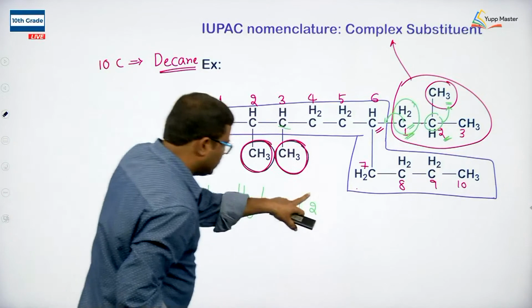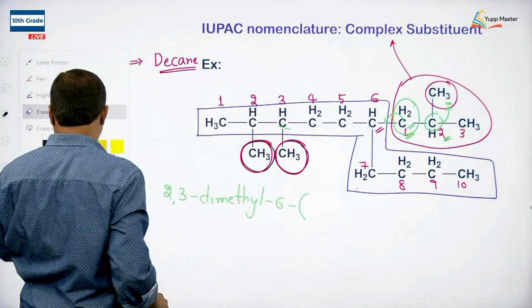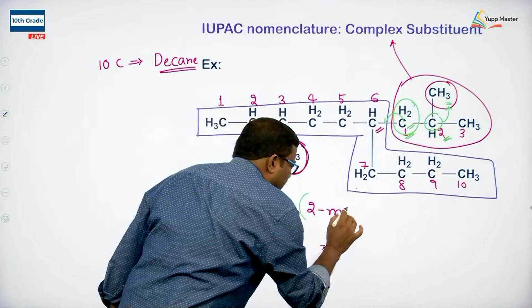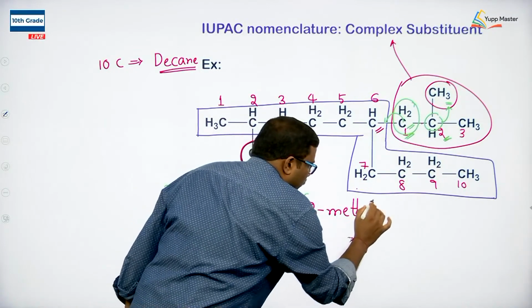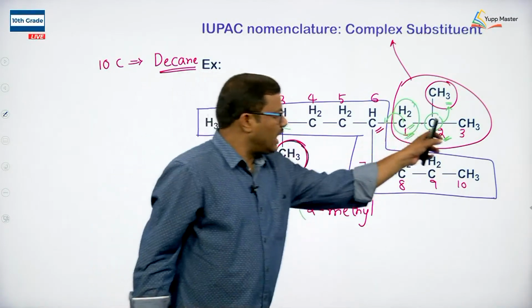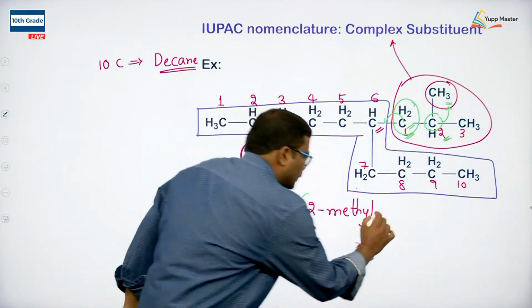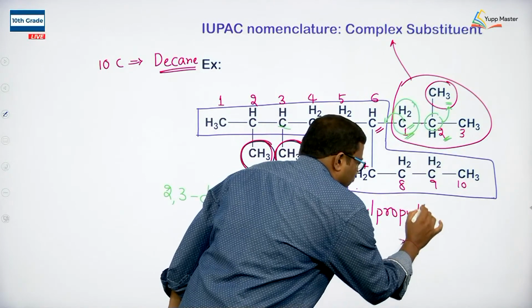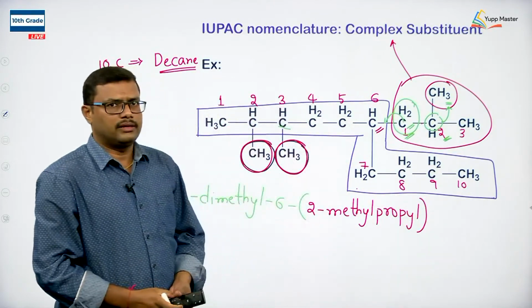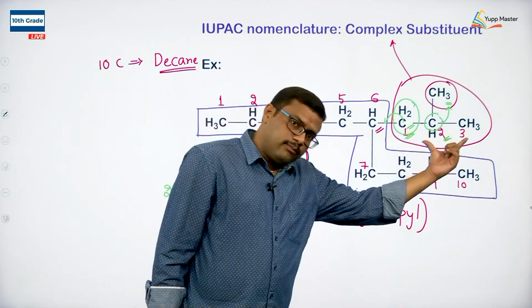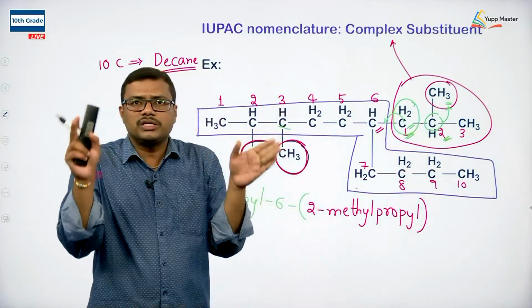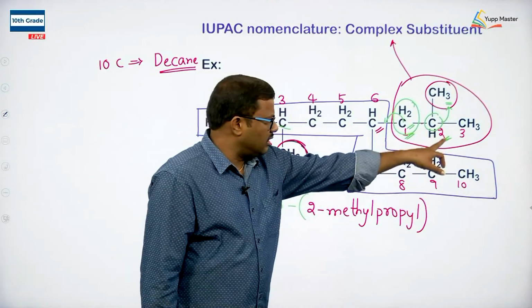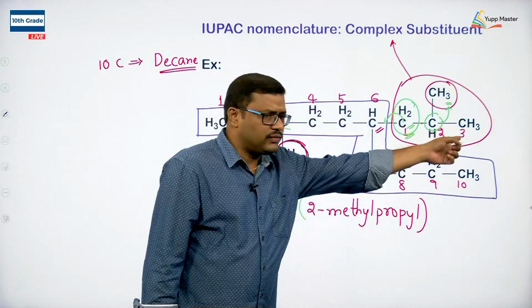Let me change the color so that you can easily understand how we are going to write it. So 2 methyl. How many carbons do we have? We have 3 carbon atoms, so it should be propyl. 2 methyl propyl. I am closing the bracket. So the total name of this complex substituent I am enclosing within the bracket or parenthesis. So again within the parenthesis I am writing the numbering for the substitution.